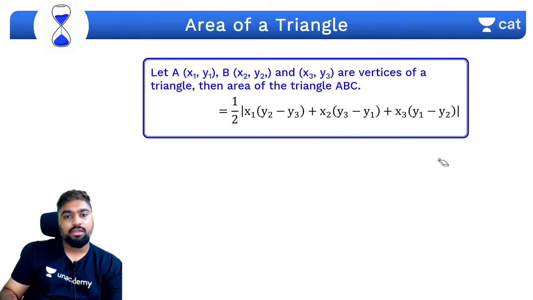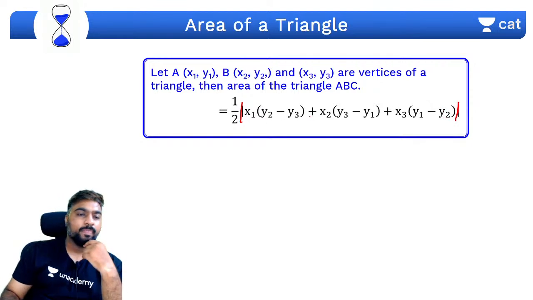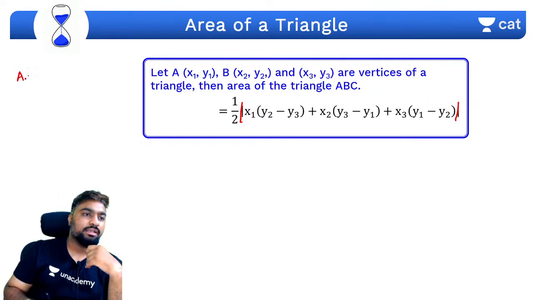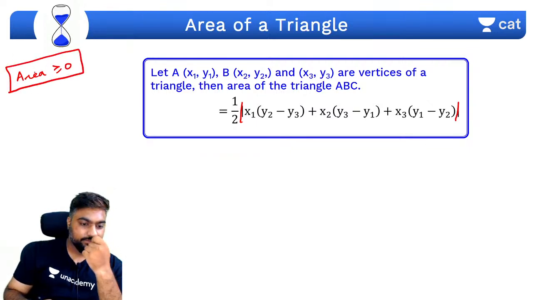क्योंकि individual terms का modulus नहीं ले रहे हैं, इसका modulus ऐसे नहीं ले रहे हैं, अपन पूरे चीज का modulus ले रहे हैं. Why are we taking modulus though? Because area is a physical quantity, right? Area has to be greater than equal to 0. Agreed?